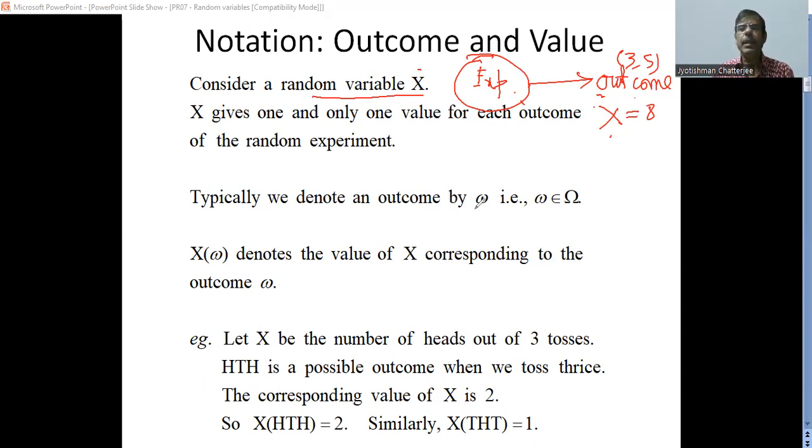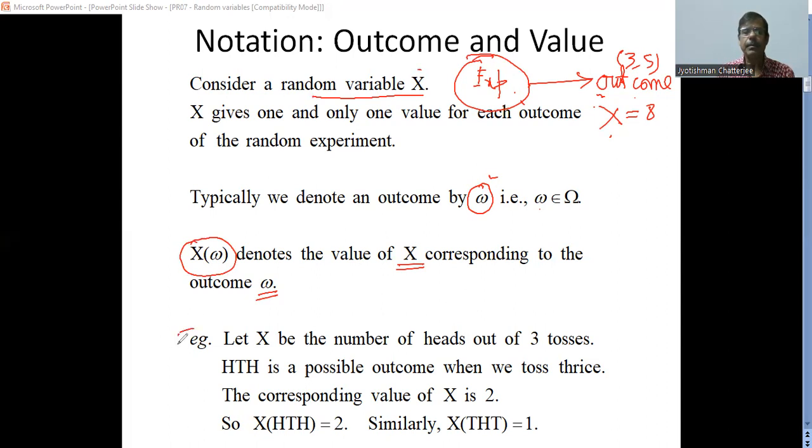Typically, outcomes of the random experiment we denote by the symbol omega. You may use any other symbol as well. Now, the value X corresponding to the outcome omega is denoted by X(omega).